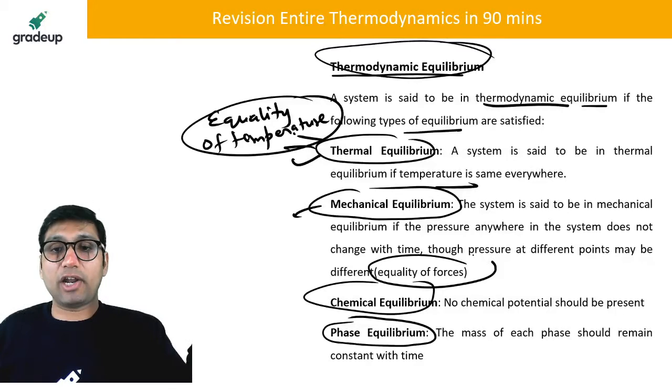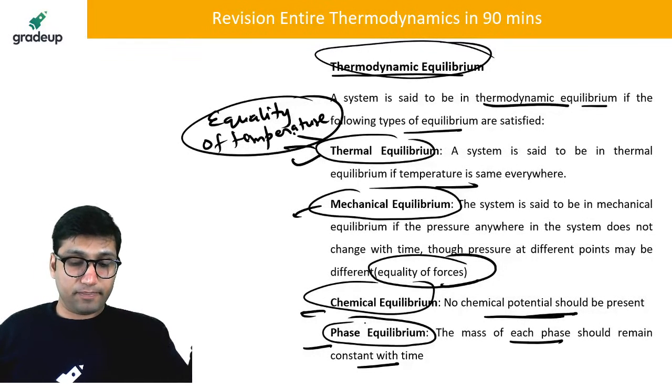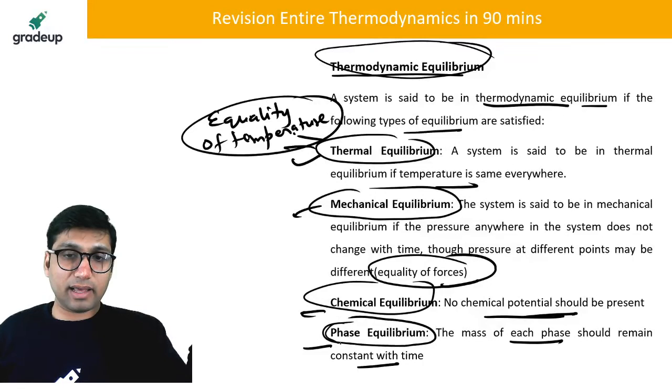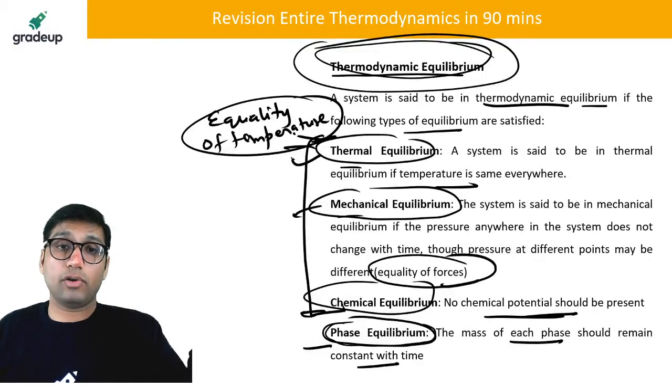Mechanical equilibrium means equality of forces. Chemical equilibrium means equality of chemical potential. And phase equilibrium means the mass of each phase is constant with time. Okay. Generally, this is not given, my dear, in the question in the exam. But yes, these three equilibria: if thermal, mechanical, and chemical equilibrium are satisfied, then the system is called in thermodynamic equilibrium.